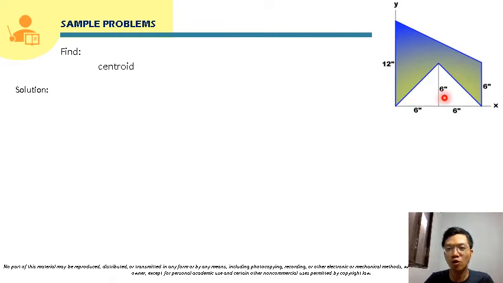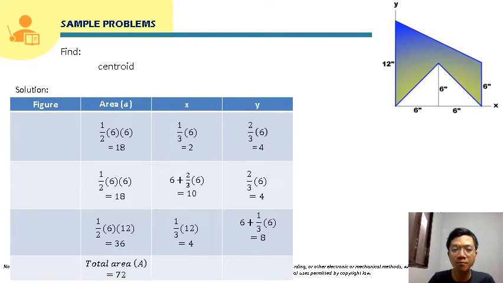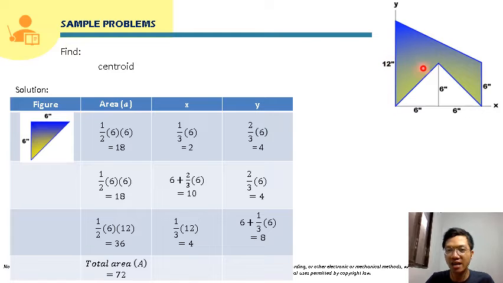Okay, so to solve for the centroid of this composite area, we're going to construct a table here. We will divide this into its component geometric shapes. So the first component area here will be this triangle. Its dimension will be, this will be 6 inches. Since this is 6 inches here, this will also be 6 inches. And since this is 6 inches here, this side will also be 6 inches. So these will be the dimensions of each side.